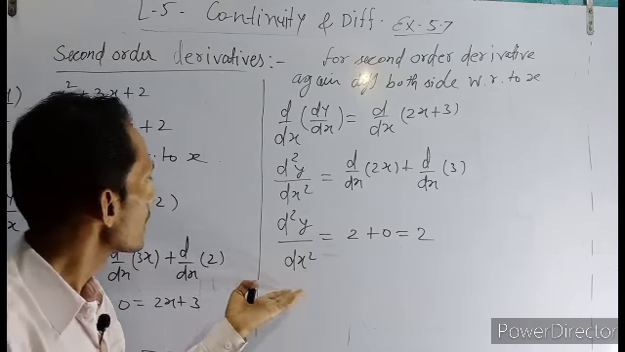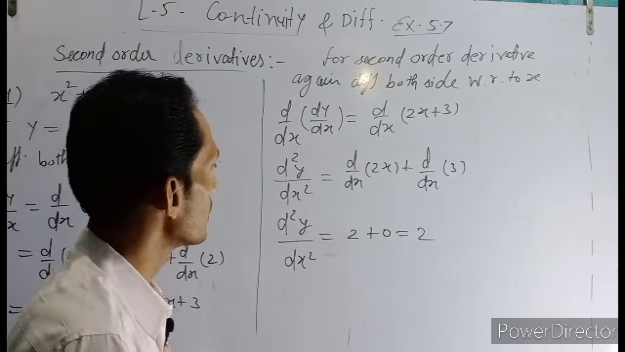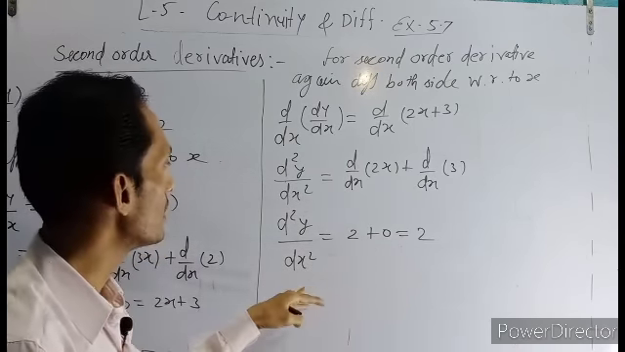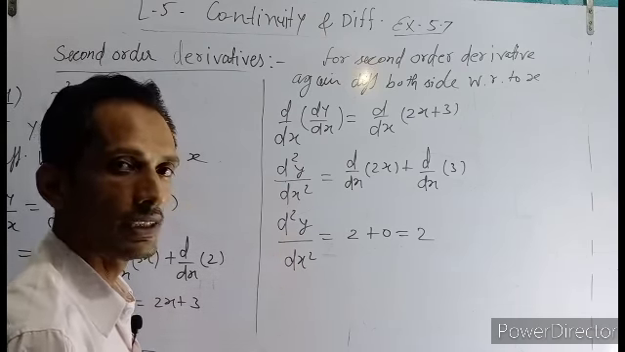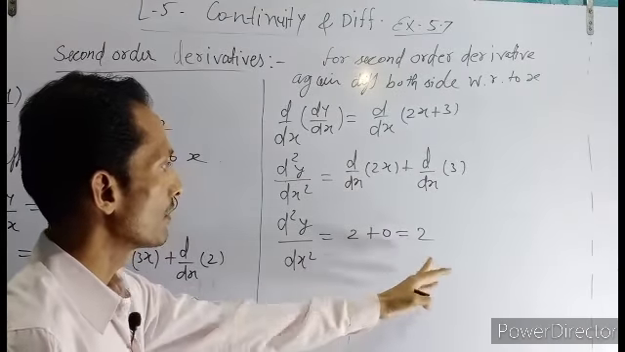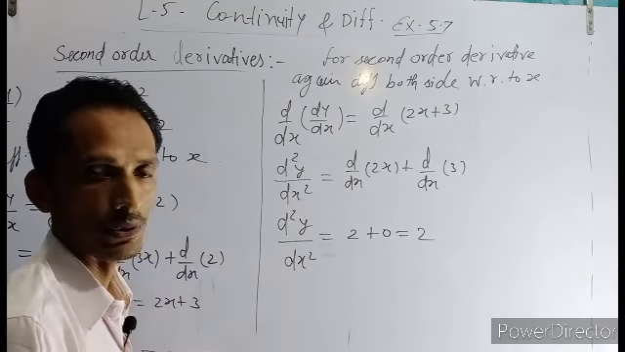Now we can't go for another one, otherwise that will become 0. Okay, if we find the third order derivative, we have to again differentiate both sides with respect to x, but this is the constant, so that will become 0. Okay.